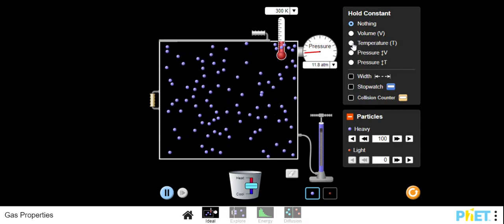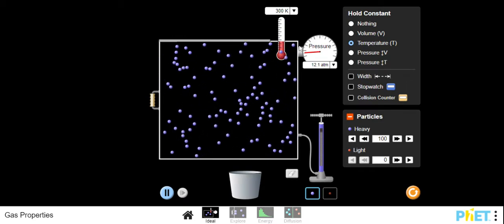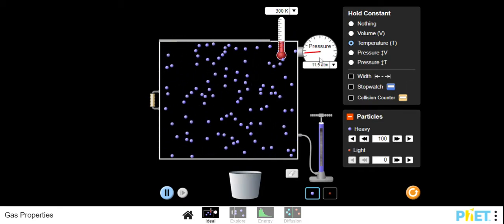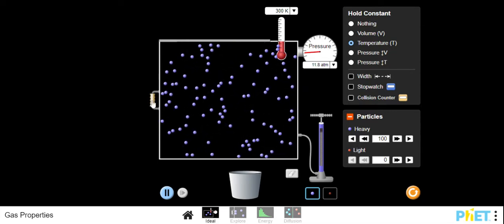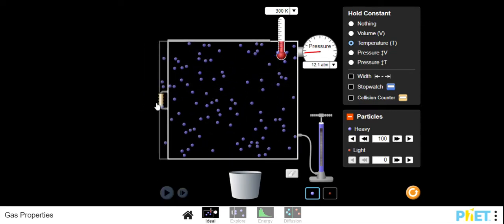So I'm going to hit this little bubble for temperature, so that I've got my pressure that's going to be changing, and I can still change the size of my box, which I've got this little handle over here for.